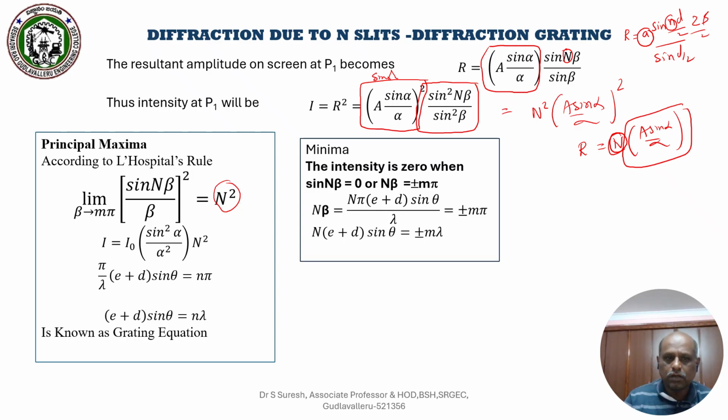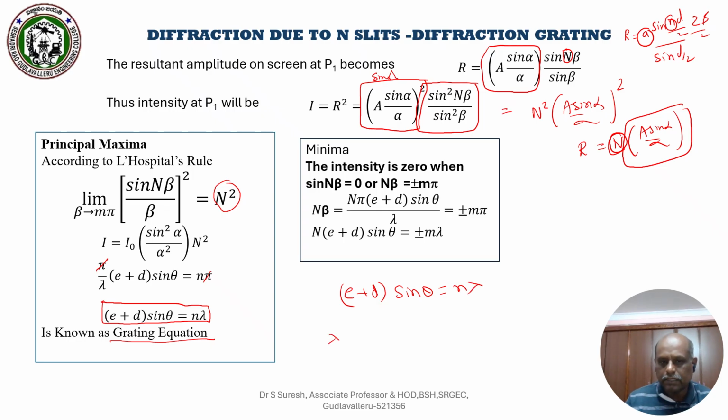So when you substitute by L'Hospital's rule, it becomes N². So I is equal to I₀ sin² α/α² into N², for β tending to mπ. What is β? β is equal to 2π/λ into (e + d) sin θ, which should be equivalent to nπ. So π cancels, and we get (e + d) sin θ equal to nλ, which is the condition for the principal maxima. This (e + d) sin θ = nλ is known as the grating equation.